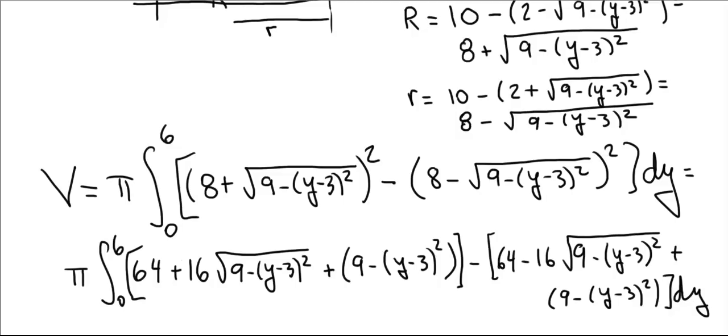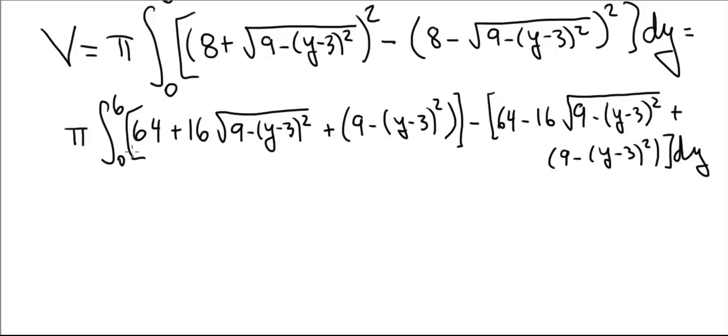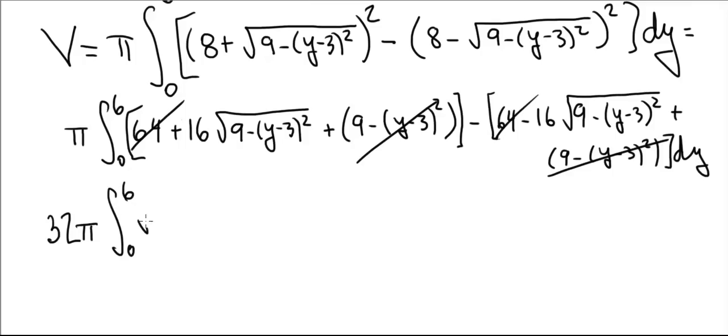Well, a lot of things fortunately cancel to make this integral a little bit easier. Notice 64 minus 64 cancels, and 9 minus (y minus 3) squared minus the same thing over here cancel. The square root parts don't cancel because we have 16 minus a minus, so that's 16 plus 16. That gives us a total of 32. We also have the pi, integral from 0 to 6, times the square root of 9 minus (y minus 3) squared dy.